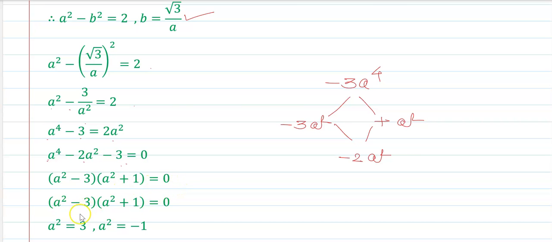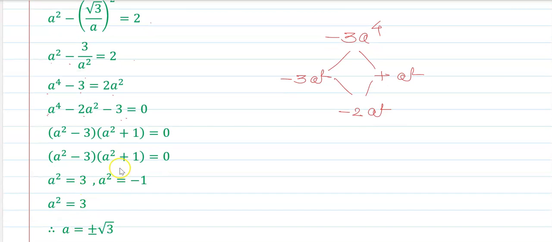a square minus 3 is equal to 0 means what? a square is equal to 3. a square plus 1 is equal to 0. Therefore, a square is equal to minus 1. But a is a real number. Therefore, a square is equal to minus 1 is not possible.